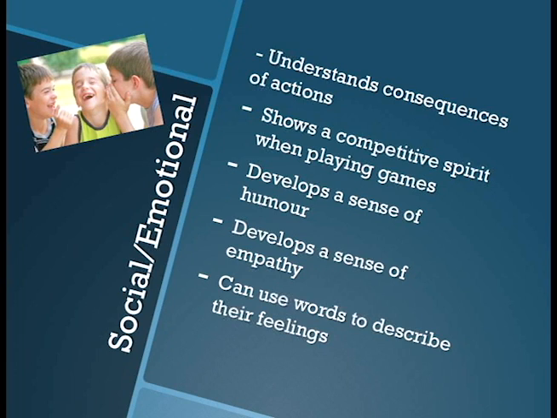Next, we will talk about social-emotional development. For the social-emotional milestones, school-age children have an understanding of consequences for their actions. Essentially, this means that they can perceive the outcomes for cause and effect. School-age children also show a competitive spirit when playing games. For example, when they play soccer, they will have a desire to succeed.